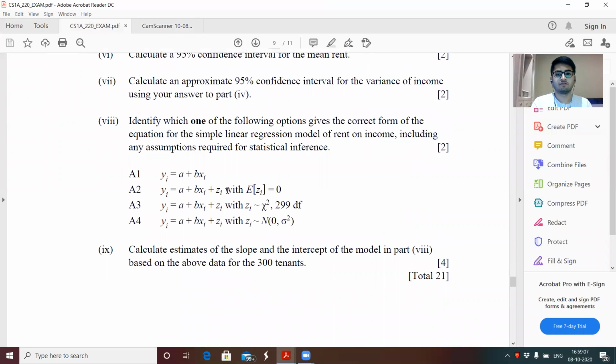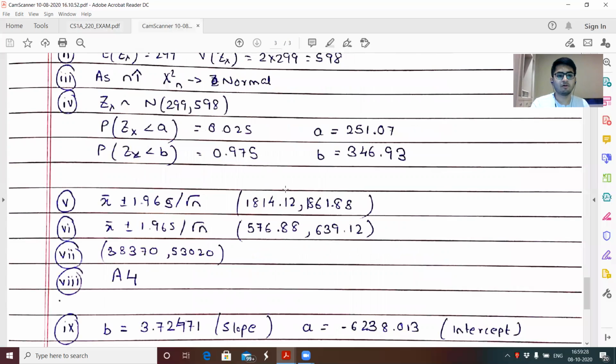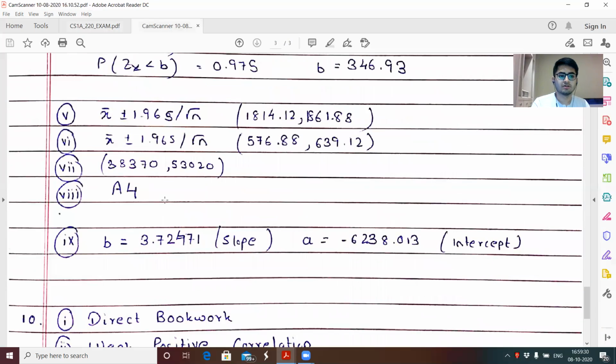Next part, which one of the following gives the correct option? So a plus b xi plus zi, where zi follows normal 0 comma sigma square. This is the normal linear regression model which we use. Part 9 we need to find. So we know easily that b is nothing but sxy by sxx, and a is nothing but y bar minus b x bar. We have already calculated the required values. So the slope is coming out to be 3.72471, and a is coming out to be minus 6,238.013.